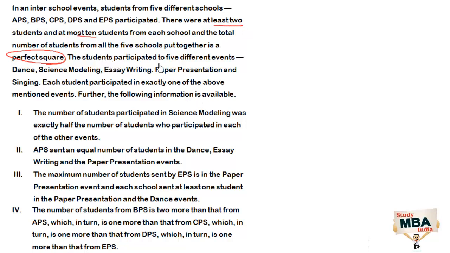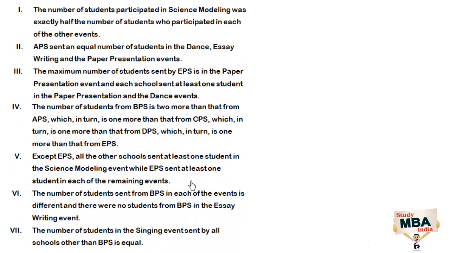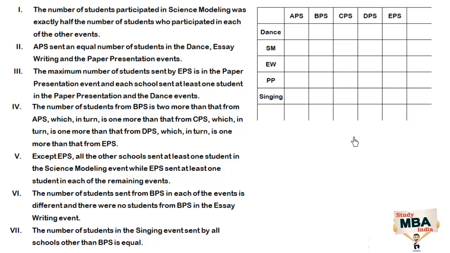Further it says that the students participated in 5 different events, and those events were dance, science modeling, essay writing, paper presentation and singing. Now each student participated in exactly one of the above mentioned events. Further, the following informations are known. So there are 7 informations known, and using this information what we have to identify is how many students from each of these schools participated in each of these events, right?